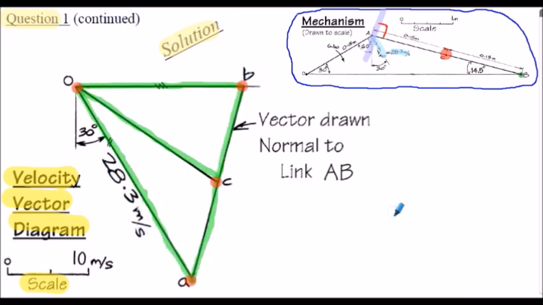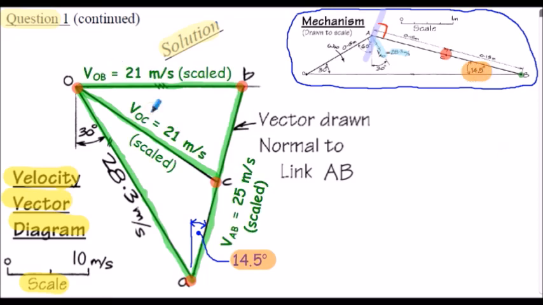We now just need to measure the appropriate velocities with our rule related to the scale used to draw the diagram. For reference, here's the 14.5 degree angle that we scaled from our mechanism diagram. And here are the velocities scaled from the actual vector diagram. VOB is 21 meters per second. VOC is also 21 meters per second. And VAB is 25 meters per second.